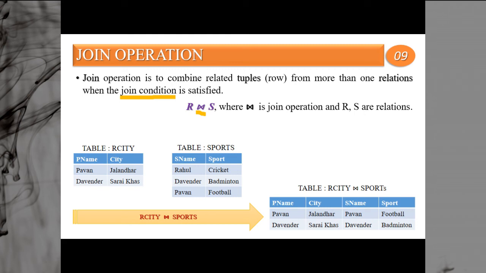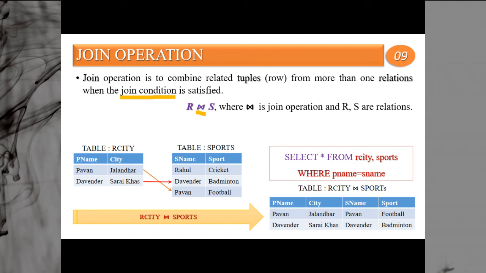So how does RCT join sports? P name and S name are the same in both the rows, and this is how it is joined. Pawan is joined with Pawan, Devender is joined with Devender. And the query is select star from RCT, comma sports, where P name is equal to S name. So this is what we call join.